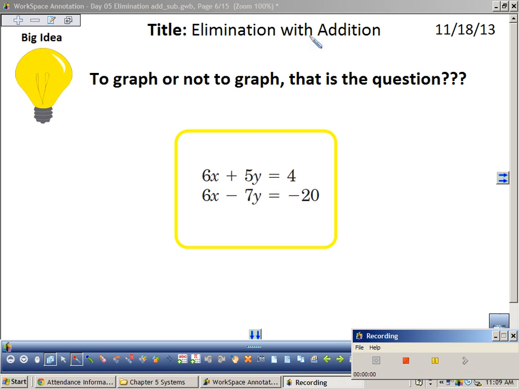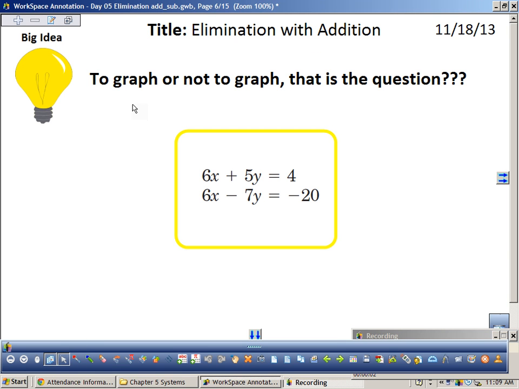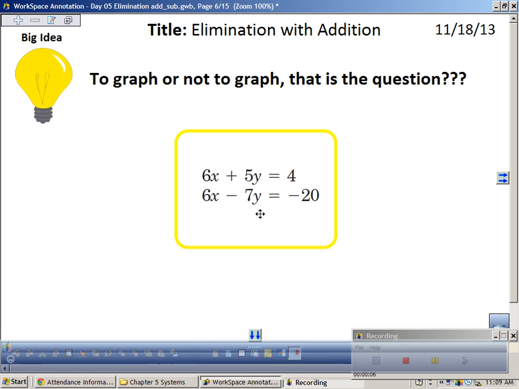So today we're dealing with elimination with addition. So to graph or not to graph, because that's what we've been doing. This is a system of equations, right? So how would I normally solve this system of equations? Solve for y and then graph it, and what do I know where my solution is? Where the two lines intersect, correct?